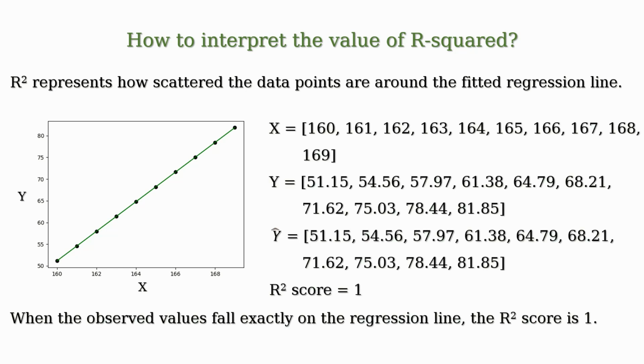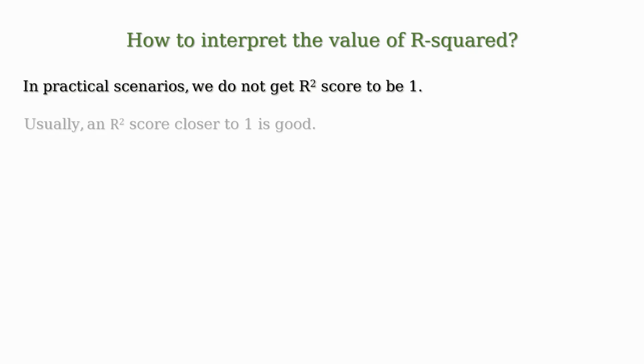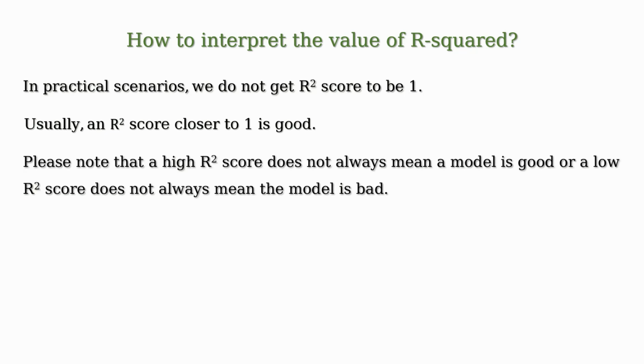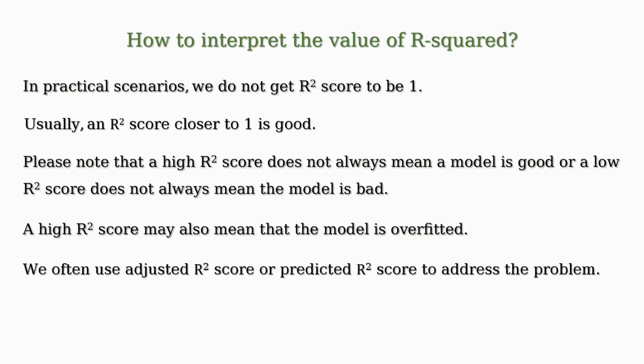In practical scenarios, we do not get an R squared score of 1. Usually, an R squared score closer to 1 is good. But please note that a high R squared score does not always mean a model is good, or a low R squared score does not always mean the model is bad. A high R squared score may also mean that the model is overfitted. So, we often use adjusted R squared score or predicted R squared score to address the problem.